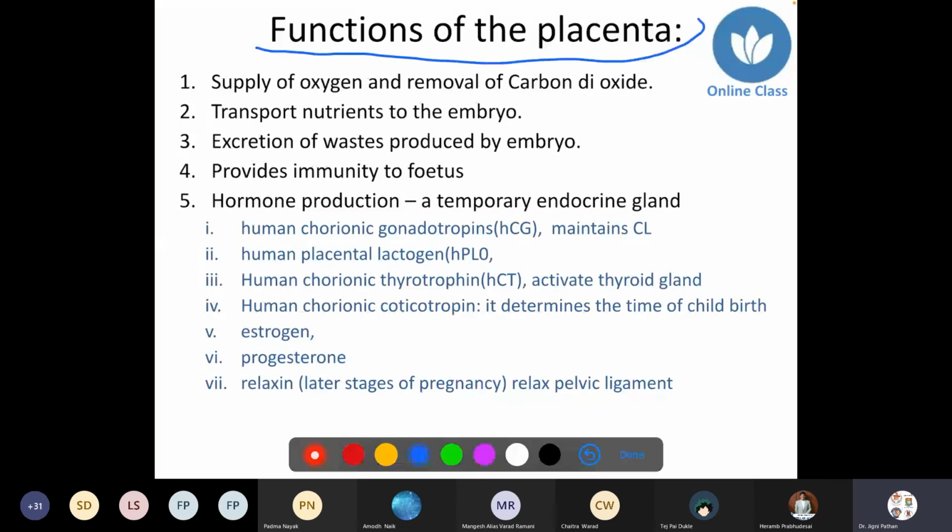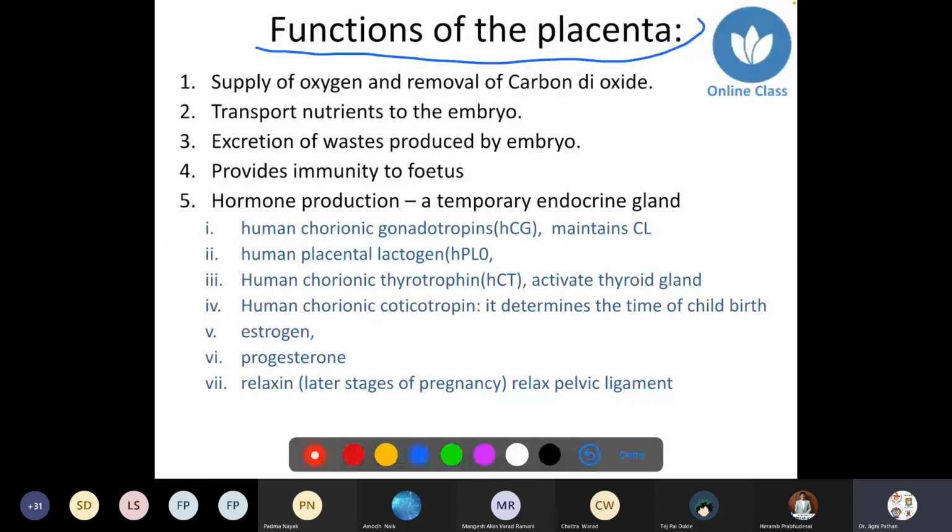One, you know that the connection between the mother and the fetus is through the placenta. The supply of nutrition and oxygen, and the removal of waste, everything is done by the placenta. It also provides immunity and produces hormones, and it acts like a temporary endocrine gland because it secretes hormones. All the hormones released from the placenta are a very important concept for MCQ type questions.